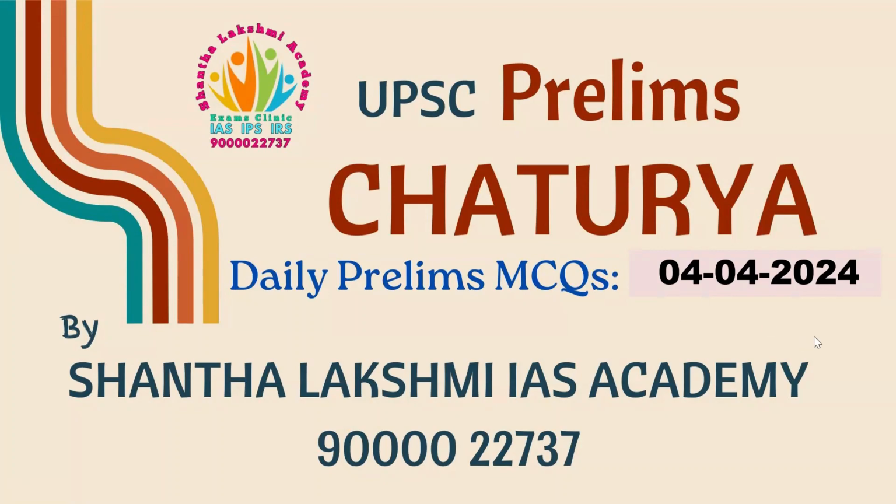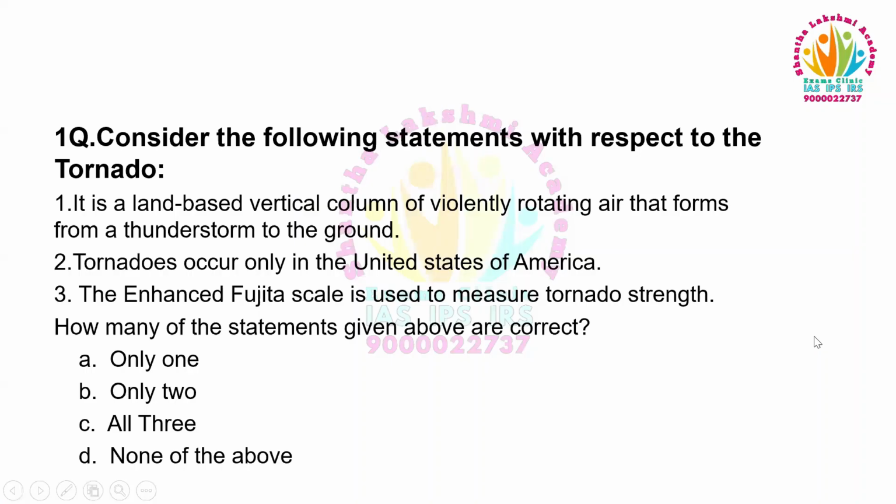Let's begin. The first question. Consider the following statements with respect to the tornado. It is a land-based vertical column of violently rotating air that forms from the thunderstorm to the ground. Tornadoes occur only in the United States of America. The Enhanced Fujita scale is used to measure tornado strength. How many of the statements given above are correct? Only one, only two, all three, none of the above.